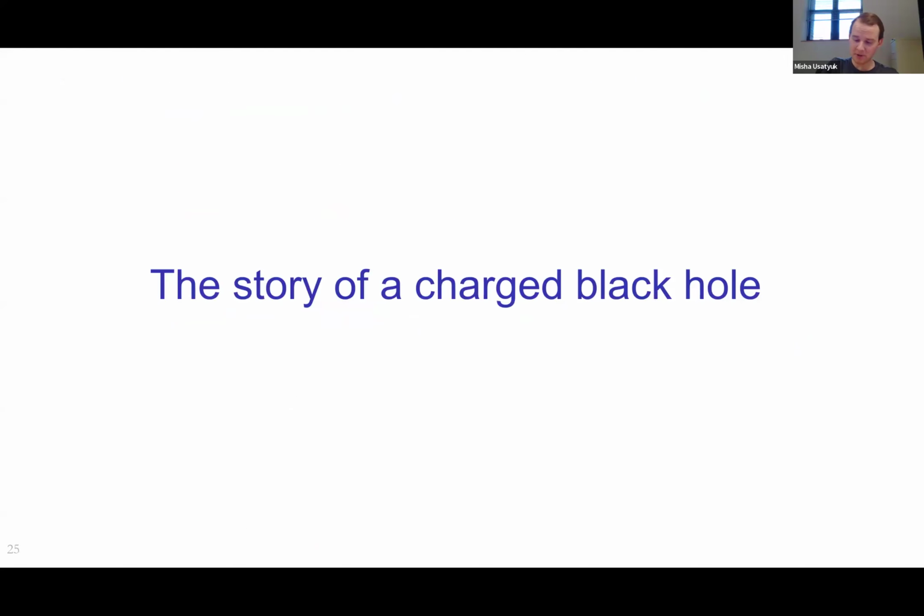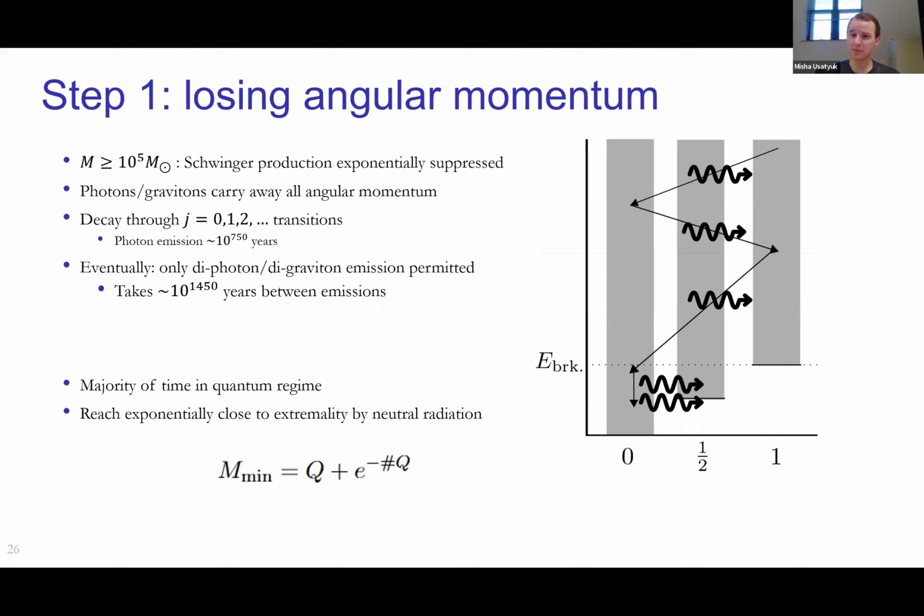Okay, let me quickly tell you the story of a charged black hole if we put these two facts together. Let's imagine we started with a very large black hole with greater than 10^5 solar masses, so that Schwinger pair production is exponentially suppressed. What would happen is that photons and gravitons would carry away all, or most, of the angular momentum, and carry away a lot of mass, driving the black hole closer to extremality through repeated transitions.